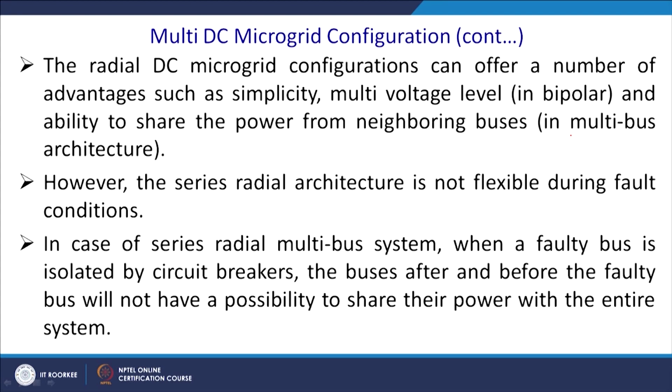However, series radial architecture is not flexible during the fault condition. For this reason, we generally nowadays avoid series radial connections. There is only one single backbone. If something happens to it, finished.